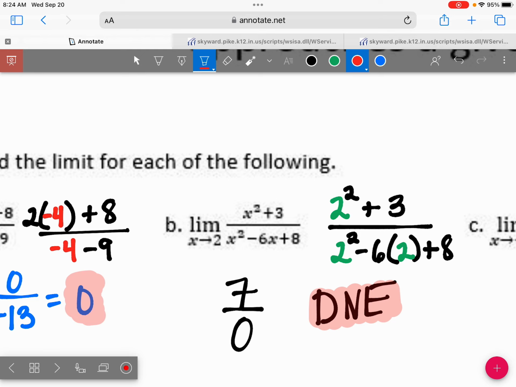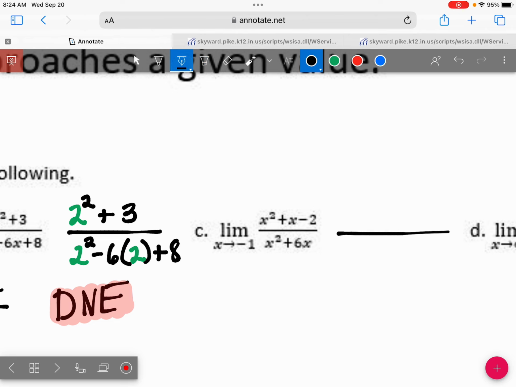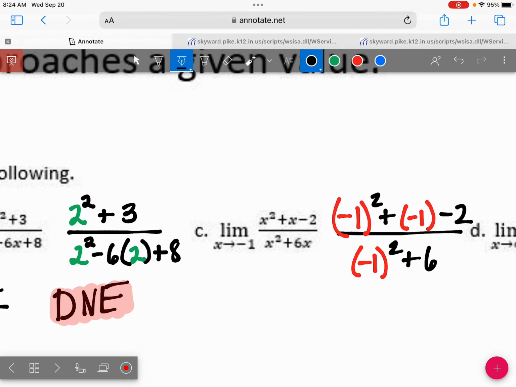All right, try to do C by yourself. Plug in negative 1. All right, go ahead and type that in your calculators. Did you get positive 2/5?